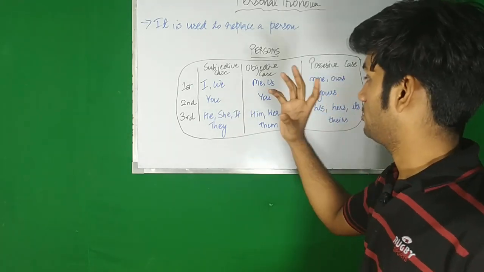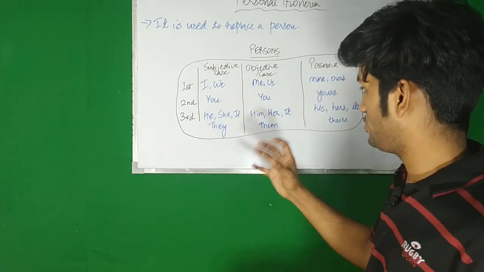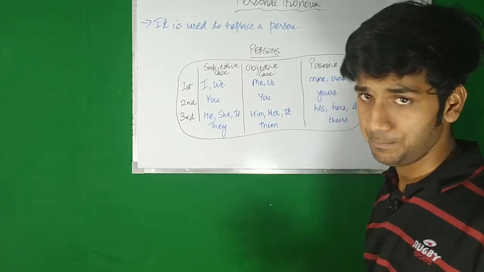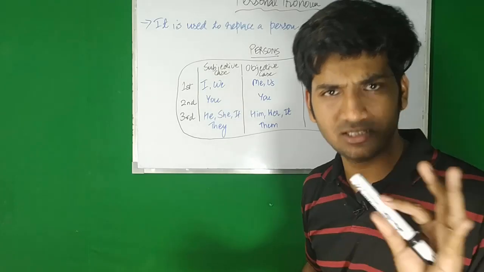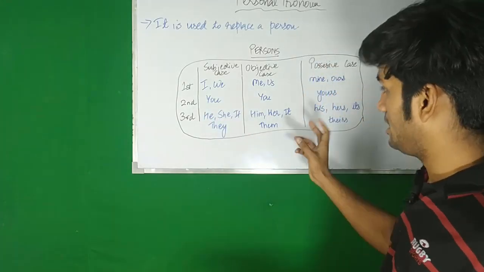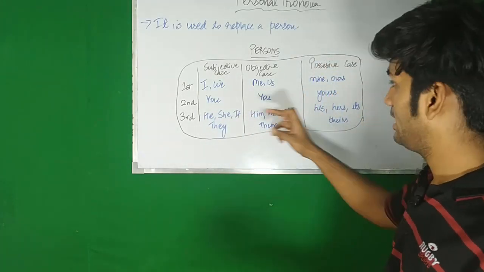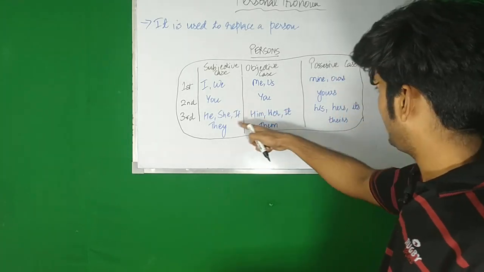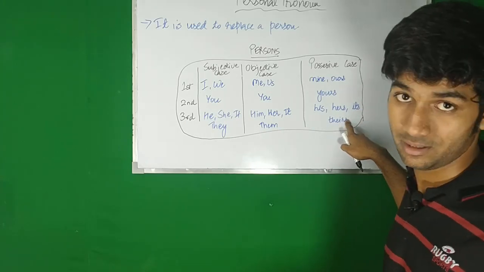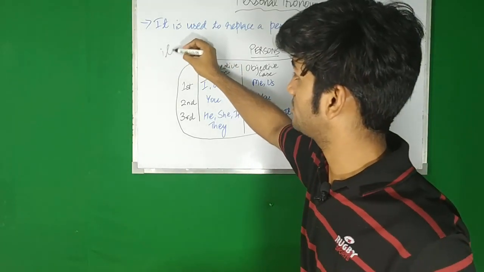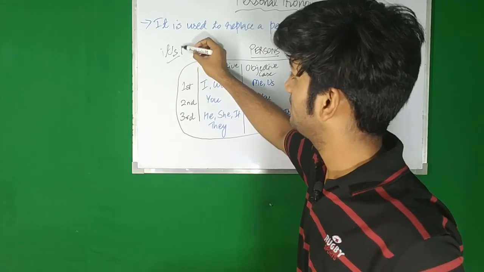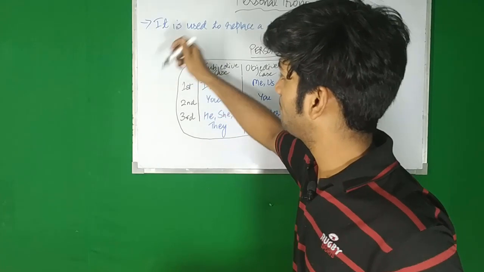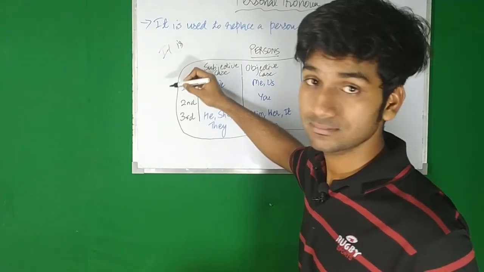Got it? Now, talking about the third person: he, she, it, they. These become him, her, it, them. And when they're changed into possessive cases, he becomes his, she becomes hers, it becomes its, and they becomes theirs. All right? Remember, its doesn't have any apostrophe. People actually make this mistake. They think that it's a possessive pronoun. No, it's not. It simply means it is. That's not the case here.